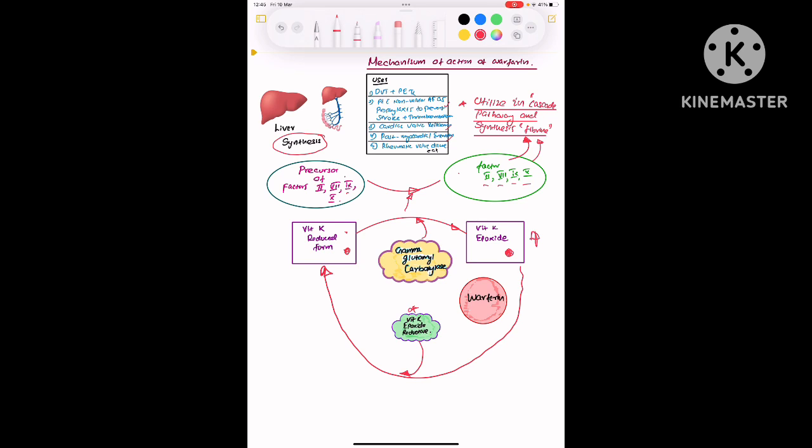That's how the precursors of factor 2, factor 7, 9 and 10 convert into the active form. It can't happen alone; it has to be precipitated by another reaction, the conversion of vitamin K reduced form to vitamin K epoxide, and the vitamin K epoxide converting back to the vitamin K reduced form. This reaction is also facilitated. So you can understand there are two very important enzymes taking part in this reaction: the first is gamma glutamyl carboxylase, and the other is vitamin K epoxide reductase.